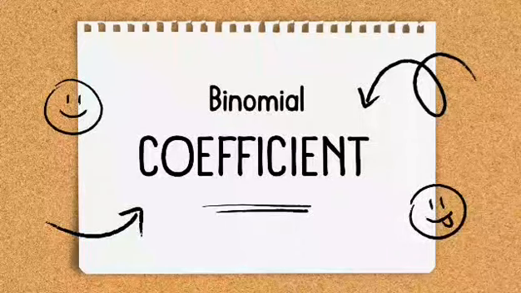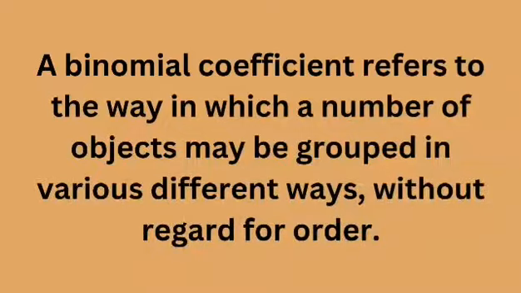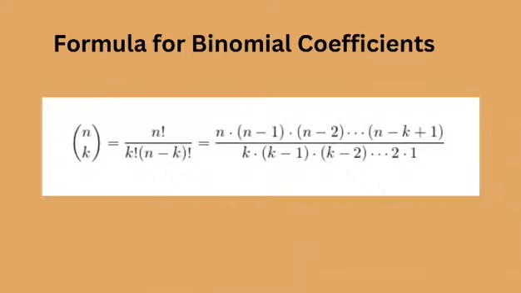Good day, everyone. Now, let us discuss a binomial coefficient. It refers to the way in which a number of objects may be grouped in various different ways without regard for order. Okay, so how do we compute binomial coefficients? For computing binomial coefficients, the following formula is used.